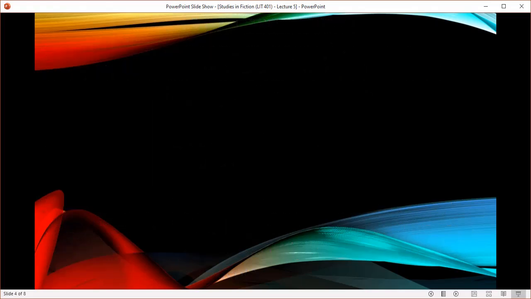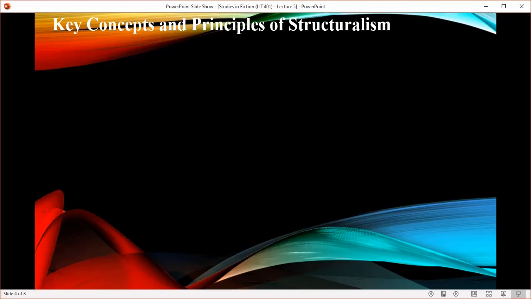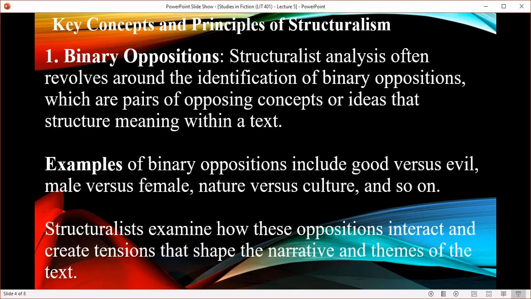Now, let's look at the key concepts or principles of structuralism. What are the things we need to look at? In structuralism, we have binary oppositions, in which there are two sides that are opposite to each other. Usually, structuralists look at angles that are opposing each other within a text. We have examples like good versus evil, male versus female, nature versus culture, and so on.